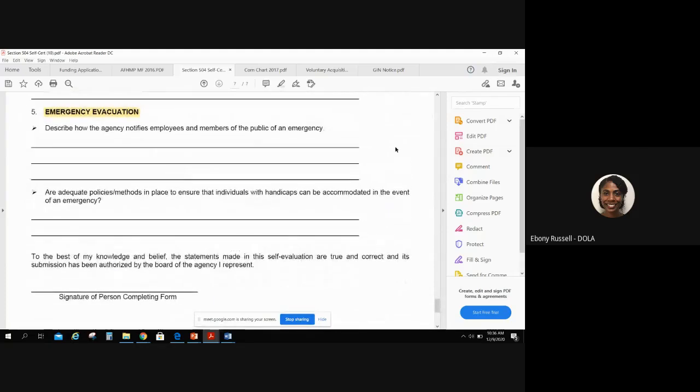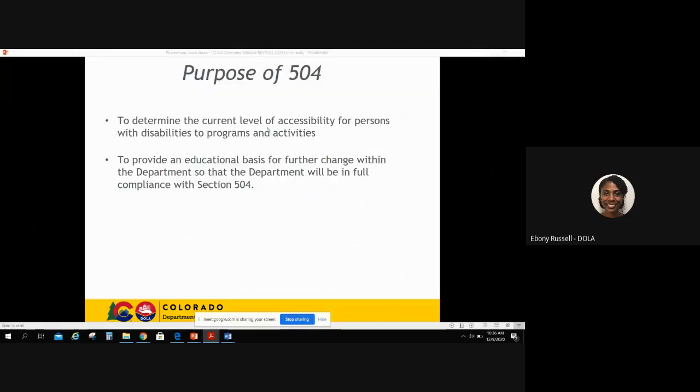And one thing to pay special attention to is emergency evacuation, just making sure that you have a plan for that in place and that you've documented that, and that you can describe that here. Anything that you write down, we are asking that you turn in documentation of any written policies or anything that you've developed so that we can have a look at that as well. So that's your 504.